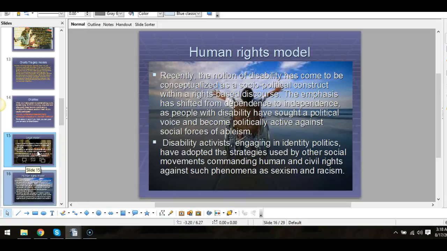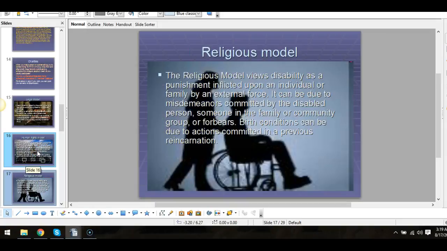Human rights model has developed recently. It says that disability has come to be conceptualized as a socio-political construct within a rights-based discourse. The emphasis has shifted from dependence to independence as people with disability have sought a political voice and become politically active against social forces of ableism. Disability activists engaging in identity politics have adopted the strategies used by other social movements demanding human and civil rights against such phenomena as sexism and racism.